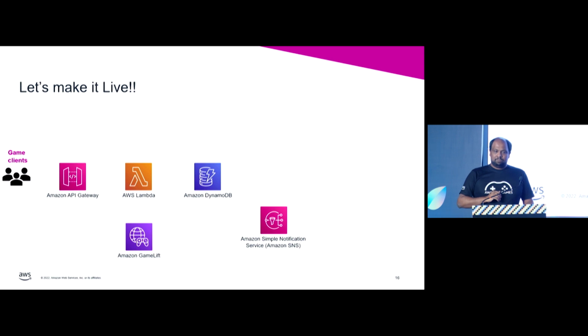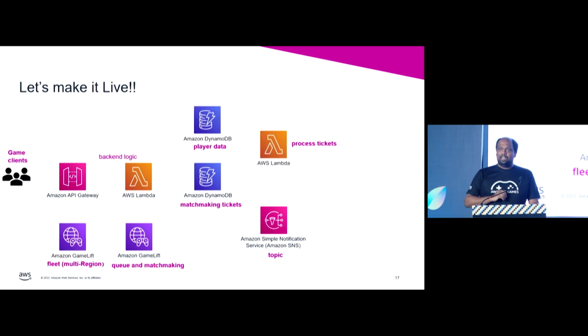But then, is that it? Let's break it down one more step. What would it mean if it's a session-based game? I would have people coming in. I would want those people to join into a match, probably. That's what we call the matchmaking part of it. I would want them to be matched up based on where they're trying to log in.